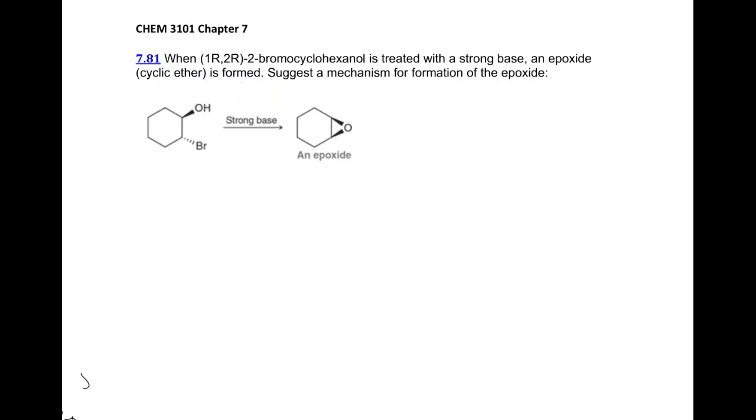Question 7.81 is kind of an interesting question. It says when 1R,2R-2-bromocyclohexanol is treated with a strong base, an epoxide or a cyclic ether is formed. Suggest a mechanism for the formation of this epoxide.